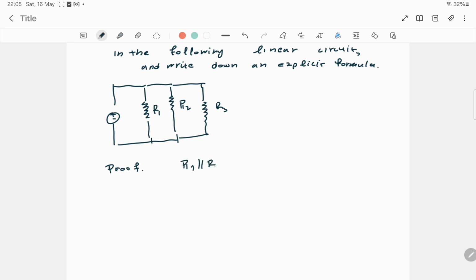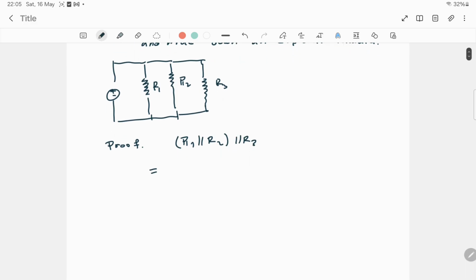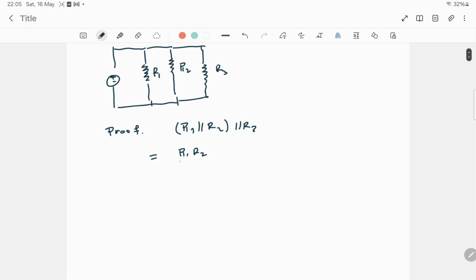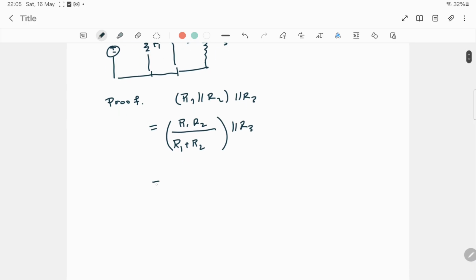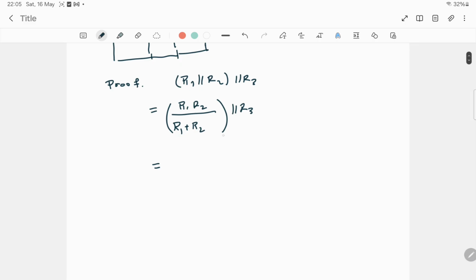R1 parallel R2 and then parallel R3. R1 parallel R2 is going to be R1 R2. The product of the values of the resistors goes into the numerator, and in the denominator we have the sum of the values of the resistors, and then parallel R3. Now we do the same approach here, so it's going to be R1 R2 over R1 plus R2 times R3 over R1 R2 over R1 plus R2 plus R3.